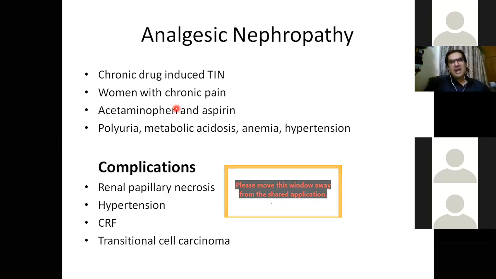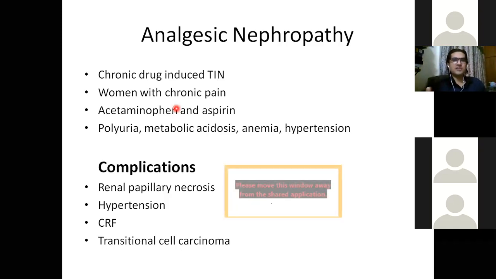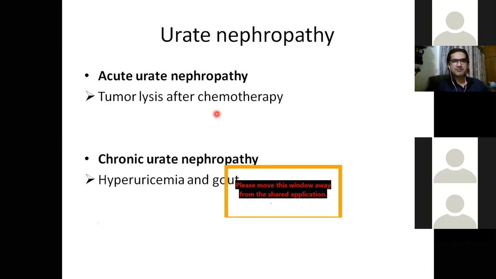And you will do labs and you will find out that there is metabolic acidosis, there is hyperkalemia, and there is rise in serum creatinine. So you will come to know that this is chronic renal failure, not acute renal failure, this is chronic renal failure, right? And so this is again a classical clinical scenario of analgesic nephropathy.